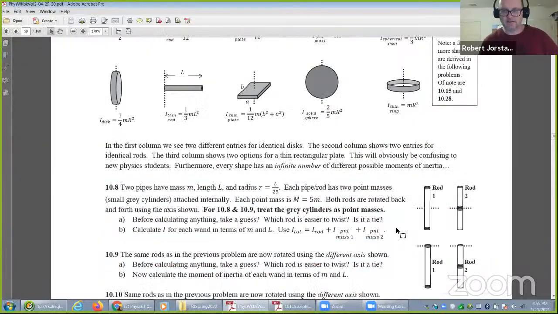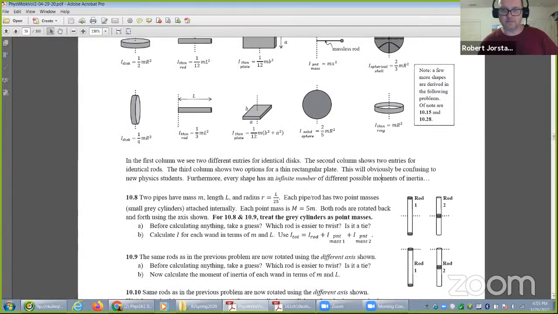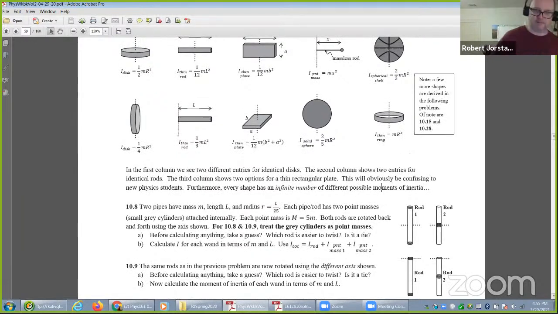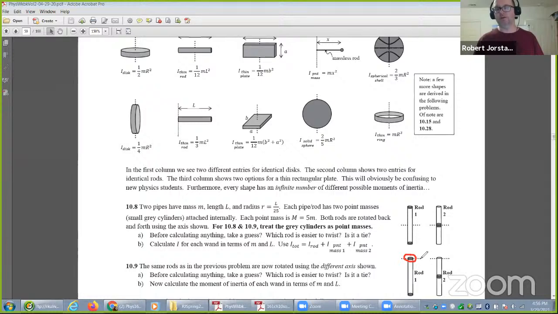And so now let's see what happens if we do it this way. So now let me see if I can get all this on the same screen. We're using the same object. Now, look at 10.9 here. Which rod do you think will be easier to twist? Rod 1 or rod 2? Rod 1. And why do you say rod 1? Because at the top, the point mass is going to be 0, so this one doesn't contribute at all. Okay, right. Whereas here, they both contribute. Yep.